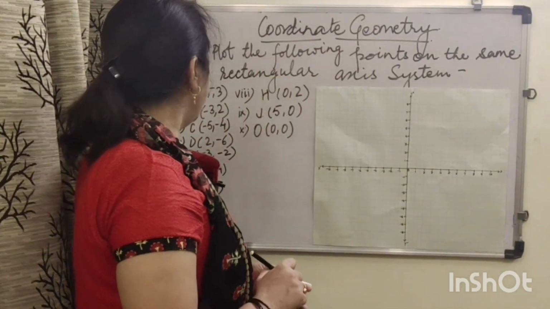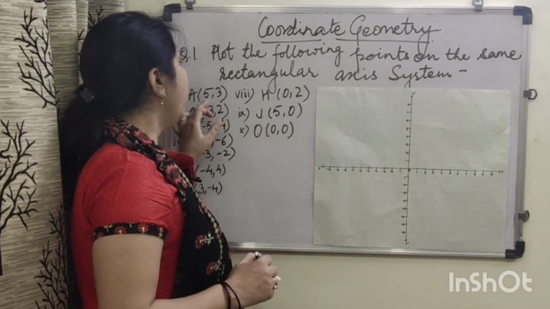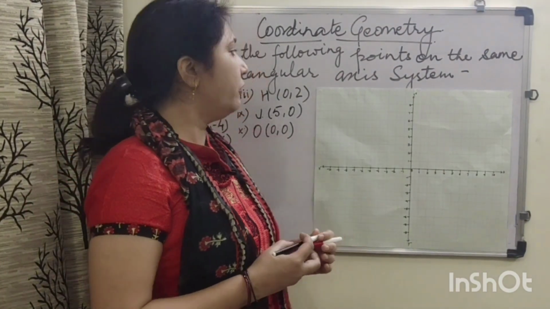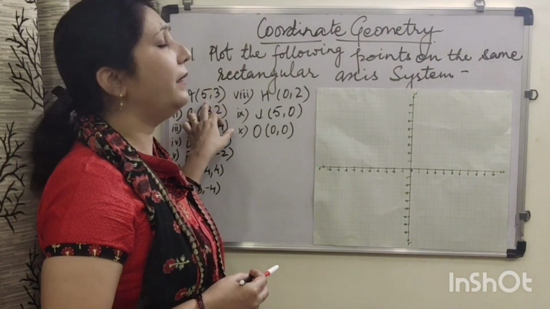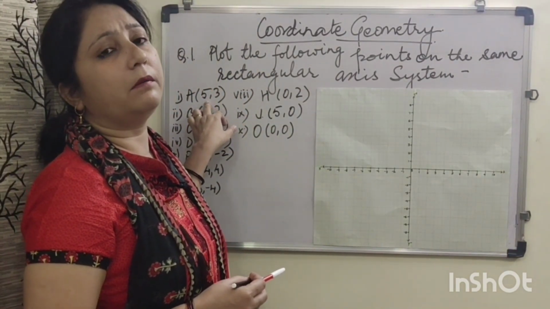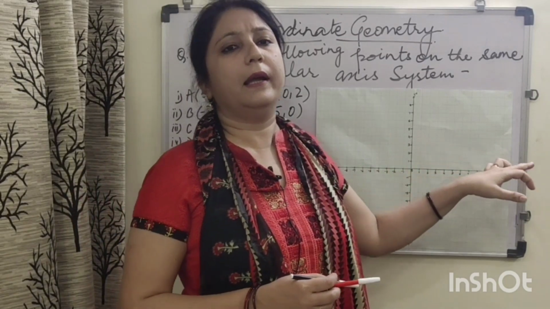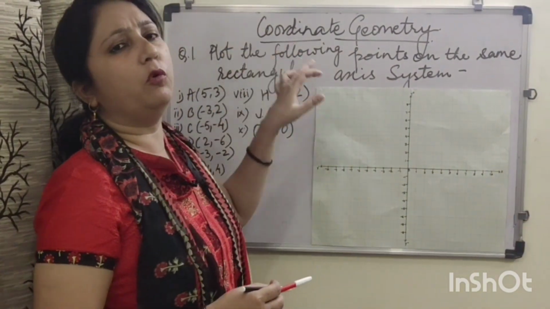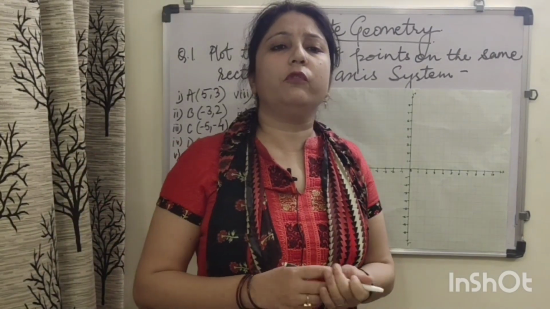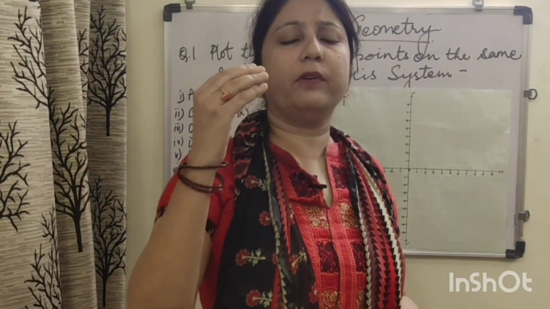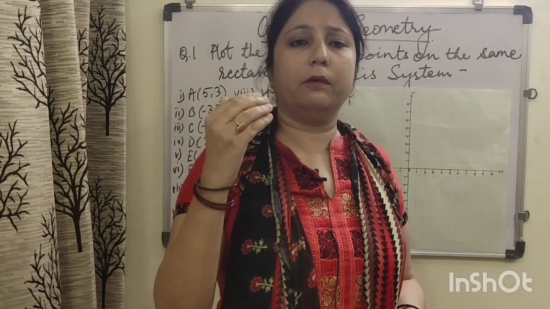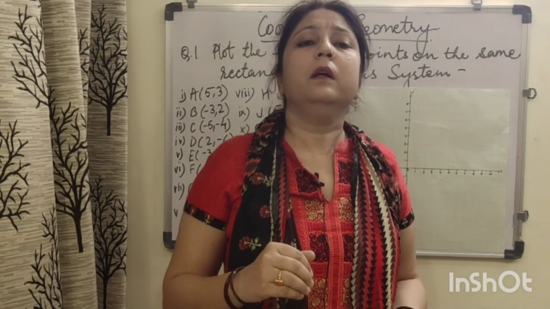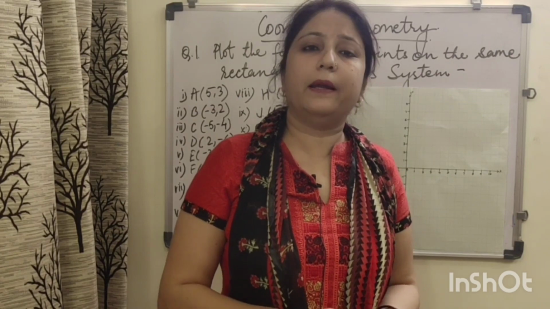The first point that you have to locate is (5, 3). Children, I told you the first value is always of x, meaning that distance you have to move along the x-axis, and the y value you will move perpendicularly. If it is positive, you will move in the positive direction of the y-axis, that is vertically upward, and if it is negative, then vertically down along the y-axis.